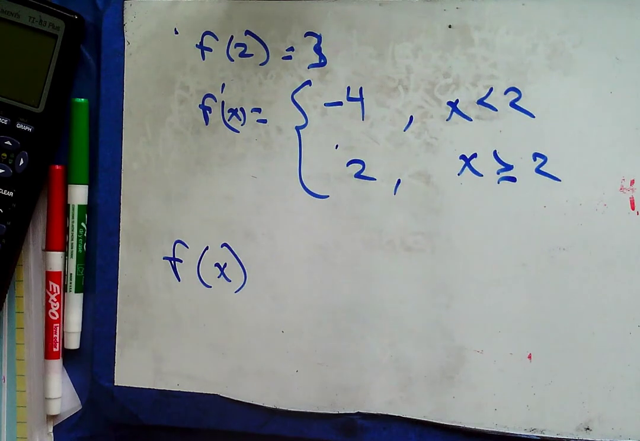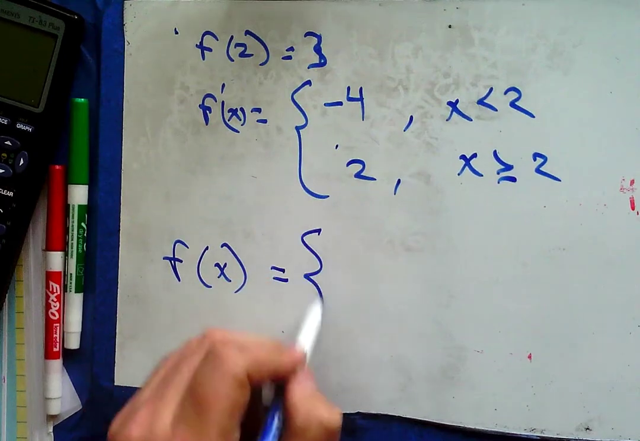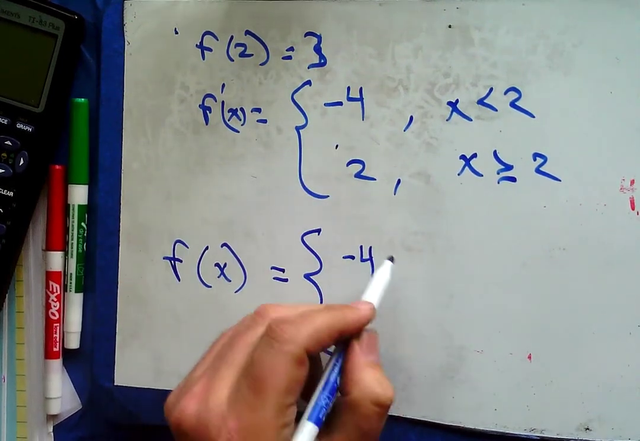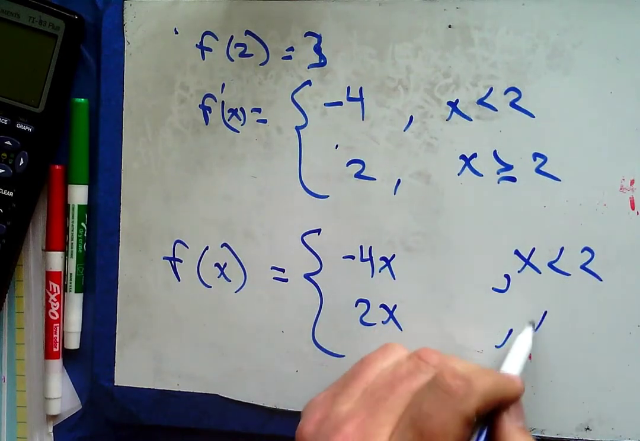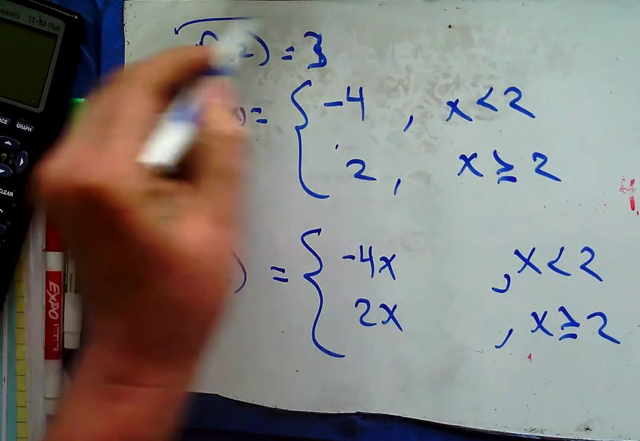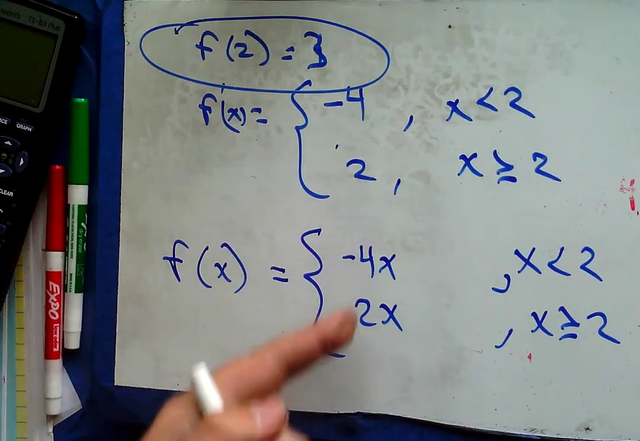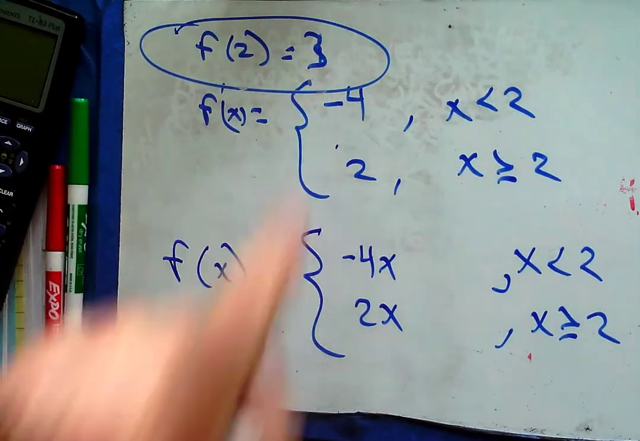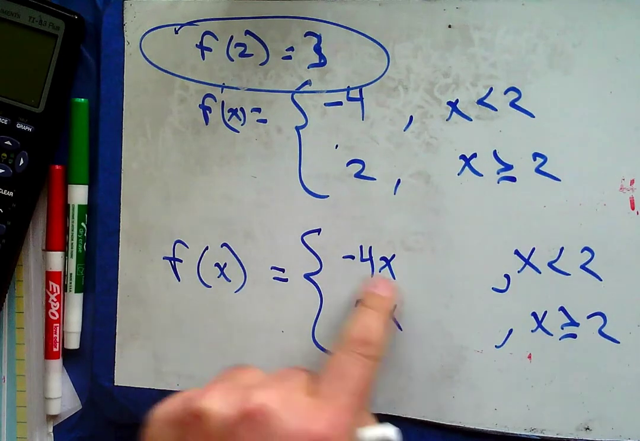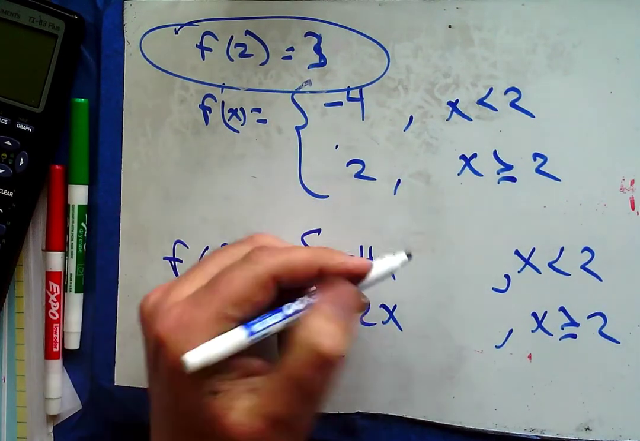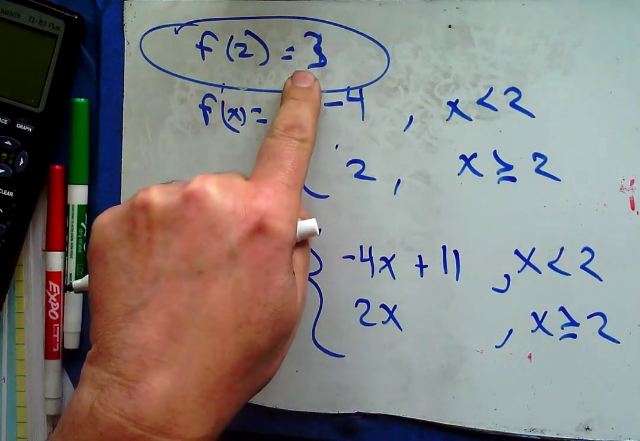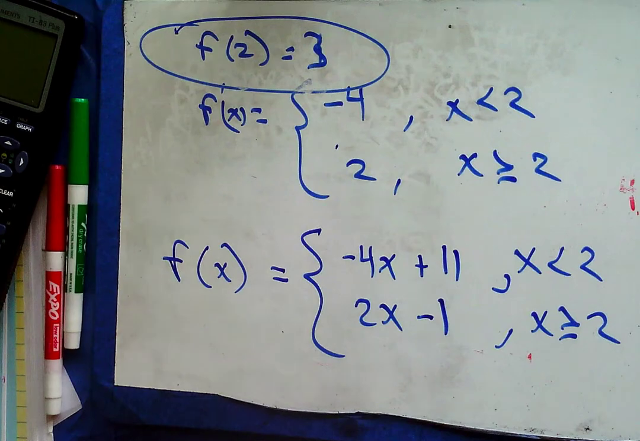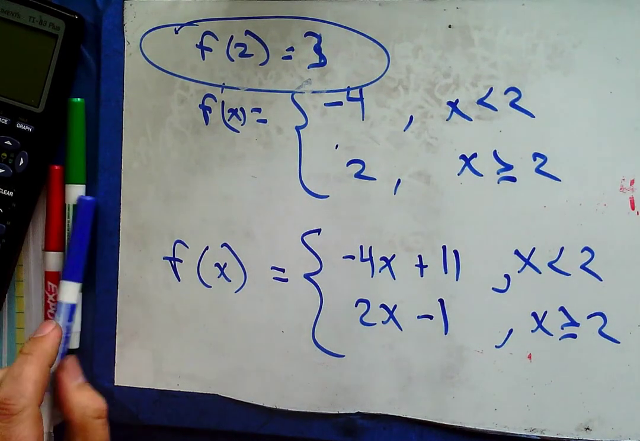Pause the video, come back when you're done. Okay, so I'm thinking these are constant slopes. Linear functions have constant slopes. Now, I need to pass through that point with both of these pieces. If I plug in a 2, I should get 3. If I plug in a 2 here, I get negative 8, but I want positive 3, so I have to add 11. If I plug in a 2 here, I get 4, but I want 3, so I better subtract 1. So there's my possible f of x.